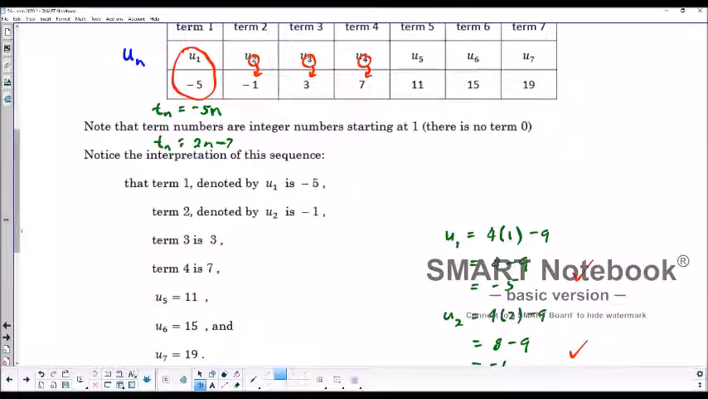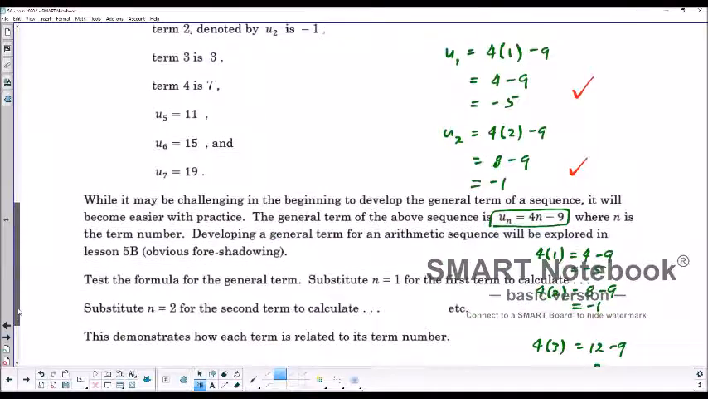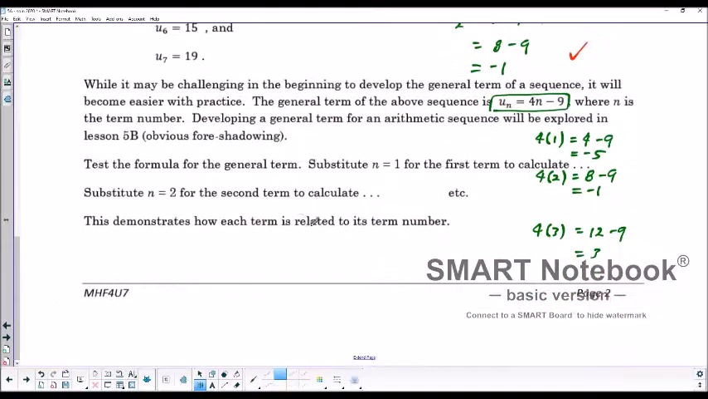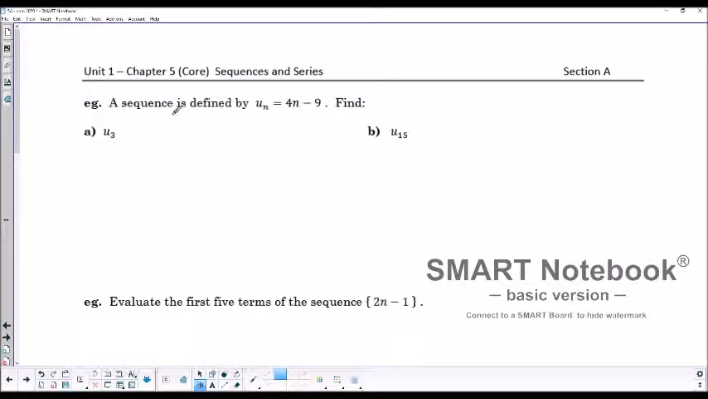Okay, so it's going to be a little bit challenging perhaps at first, but you just have to keep playing around with it until you end up getting the correct expression for the general term. And we'll be doing a lot of this when we get into lesson 5B when we're talking about arithmetic sequences. Okay, let's move along. Here's a sequence defined by u sub n, which is 4n minus 9.